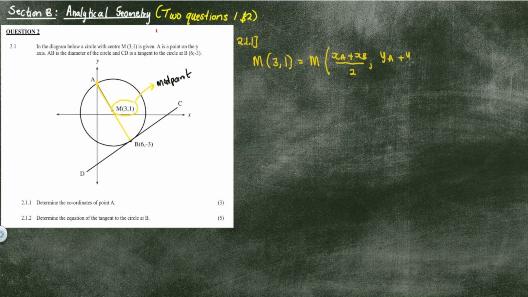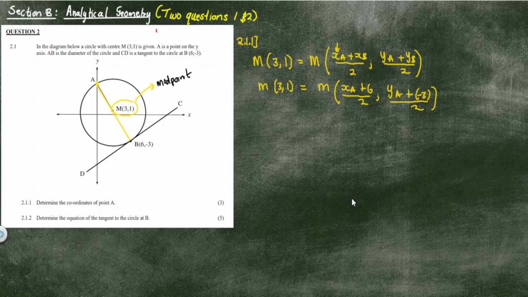YA plus YB over 2 equal to the y-coordinate of M. What are the coordinates for A? I don't know. I put XA. The coordinates we want, by the way, plus XB, which is 6, over 2. Then YA, I don't know, plus, when YB is negative 3, we substitute, divide by 2, close bracket. Then it's M, that is 3 and 1.